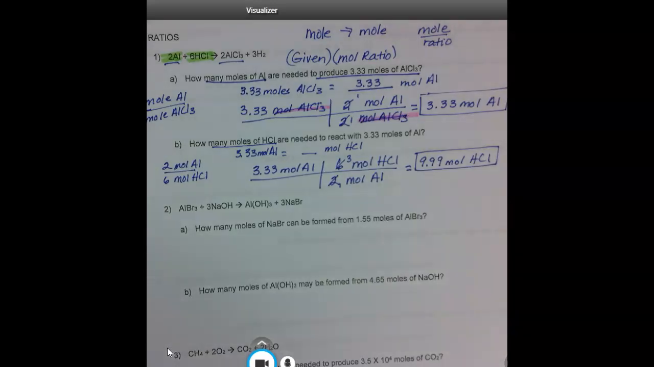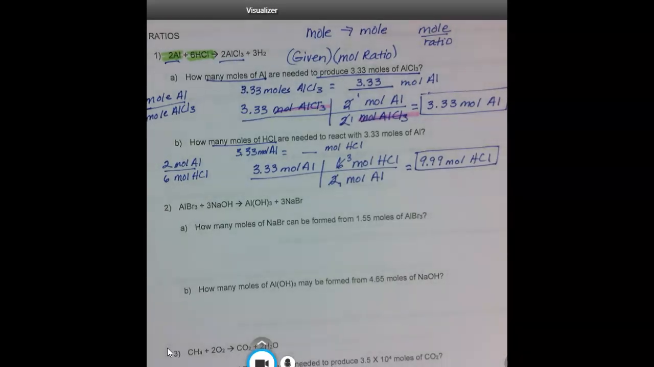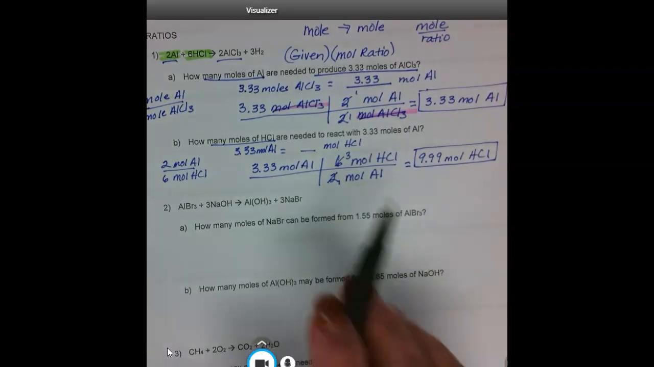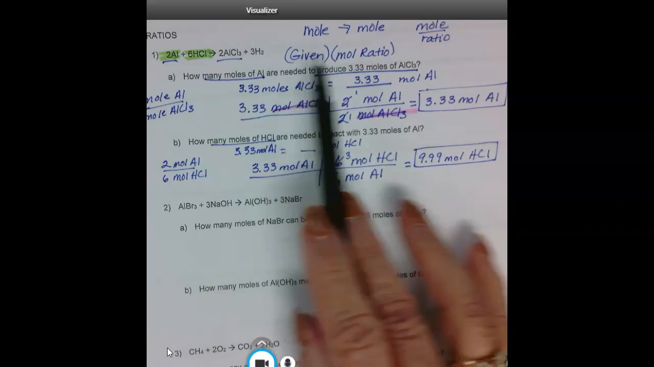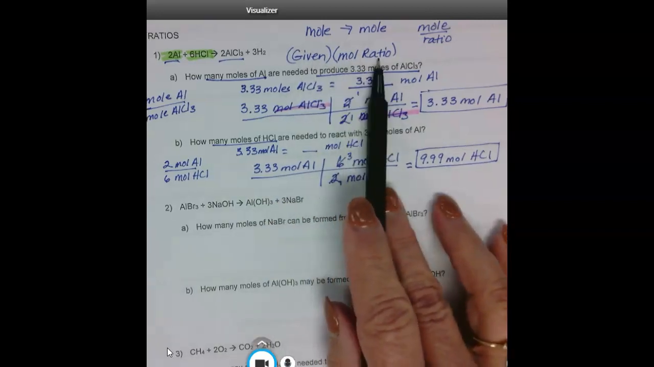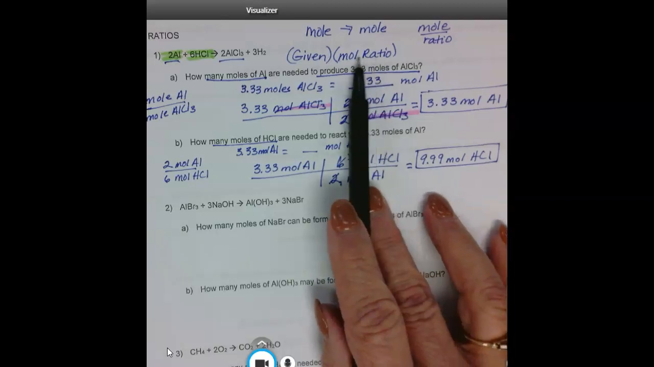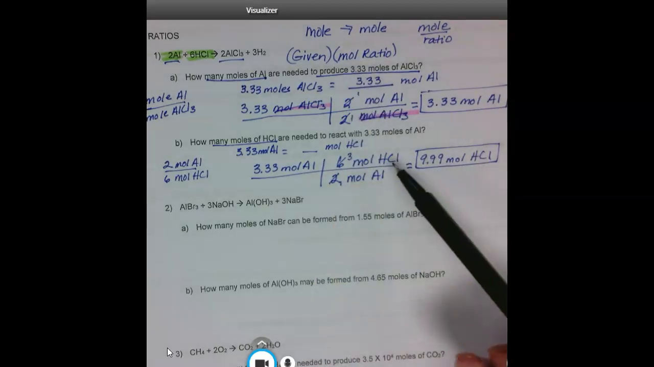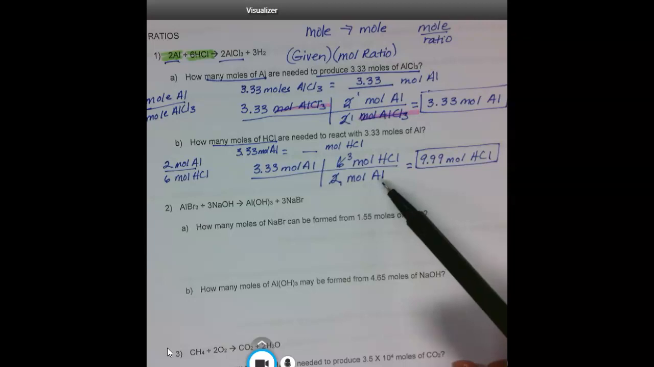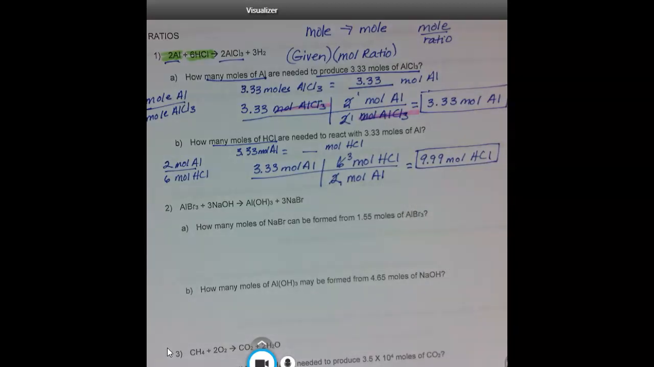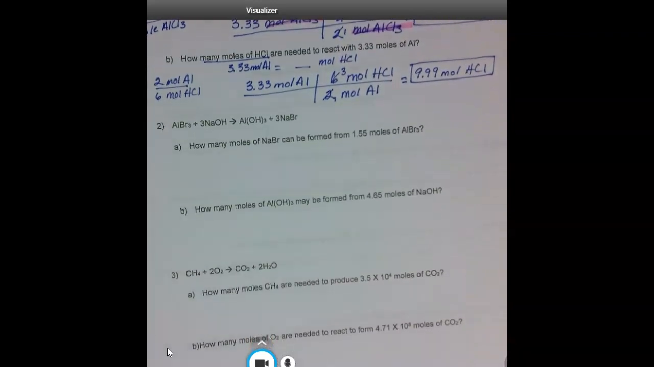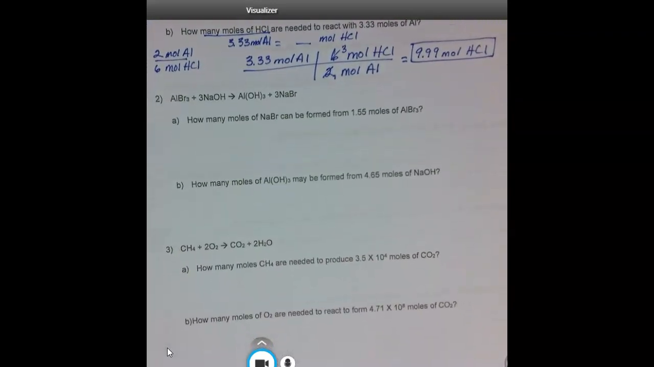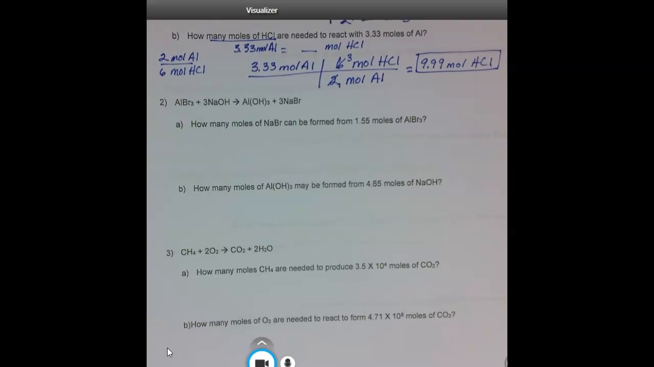Okay, so you're going to go ahead and finish the next 2. Again, you're going to set those up the same way. Remember to identify your given. Determine which way your mole ratio needs to be. Remember, it is always the moles of what you need over the moles of given. And again, you're going to go ahead and work on 2 and 3. And again, show all your work as I showed you above.